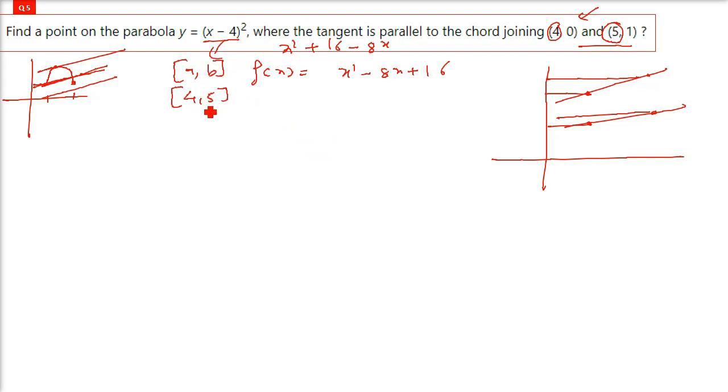It is parallel to this chord which is 4, 0 and 5, 1. You don't have to do anything with the 0 and 1, except that 4 and 5 have to be taken as the domain. I hope you have a fair idea now.